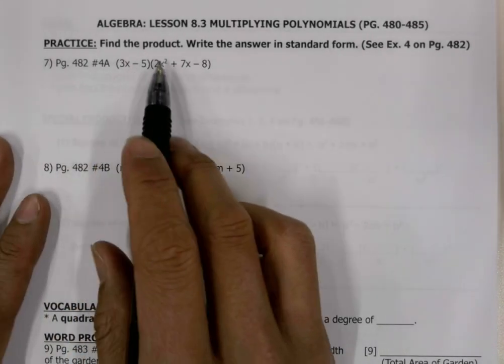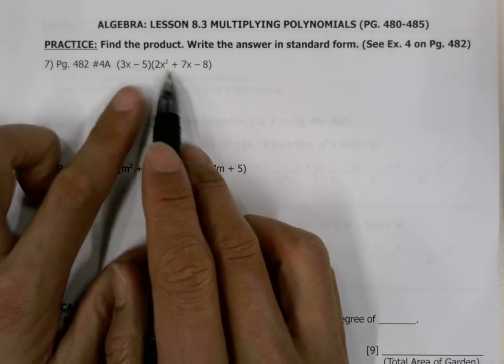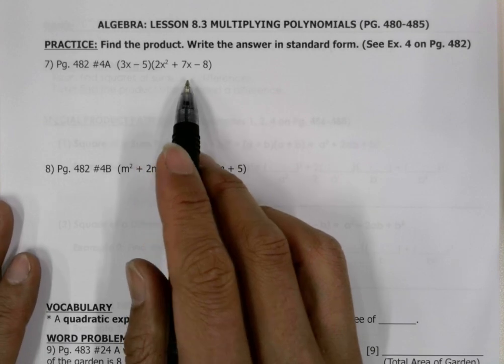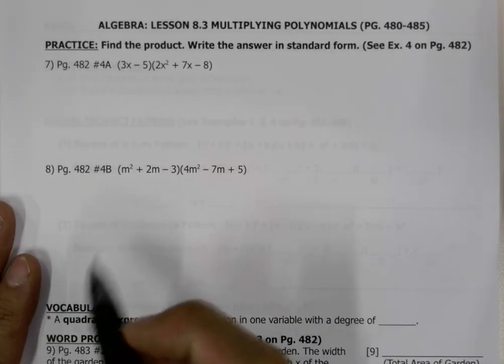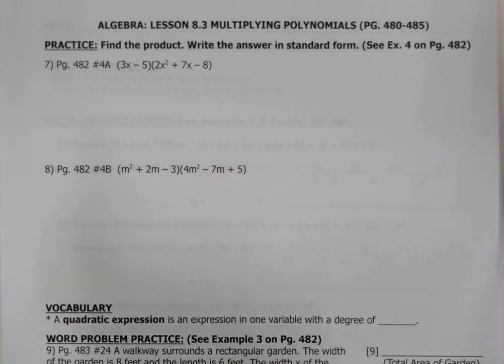So here we need to find the product and write our answer in standard form. And so we have these two polynomials, the first one with 2 terms, the second one with 3 terms, and we've gone over 3 different ways to solve this problem, but we cannot use the second way.